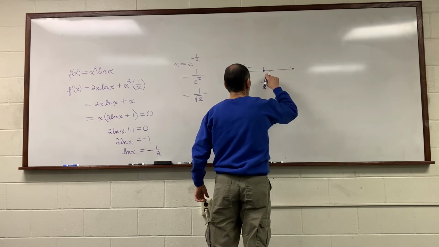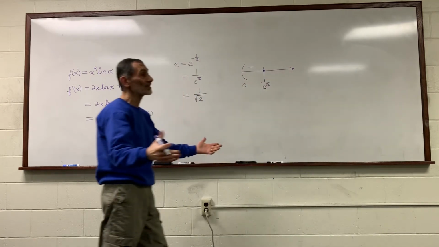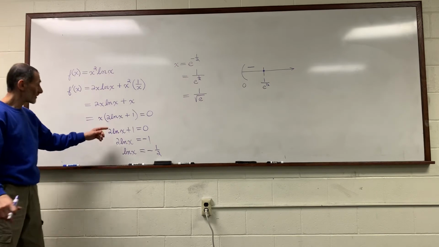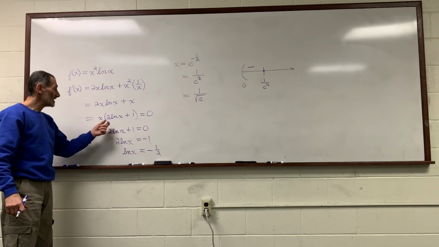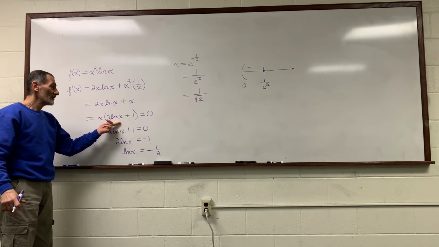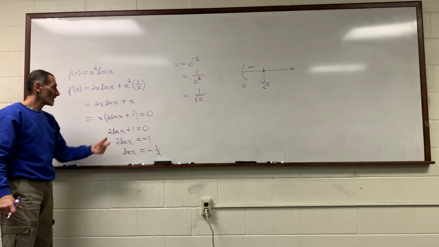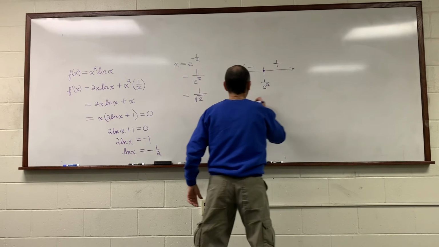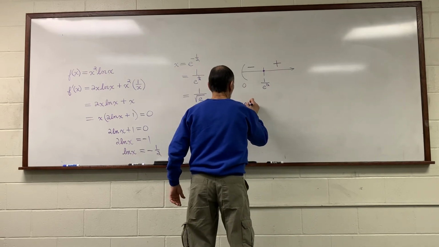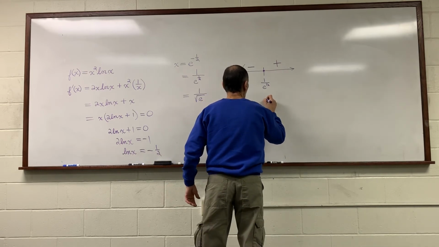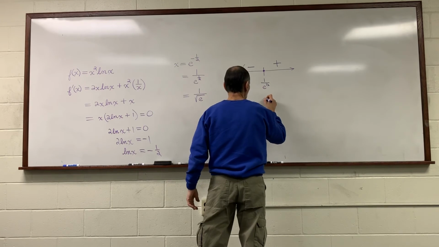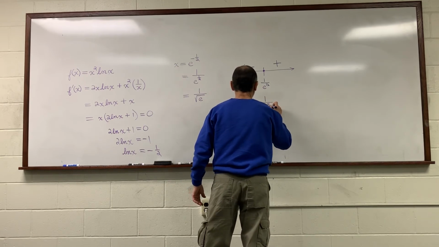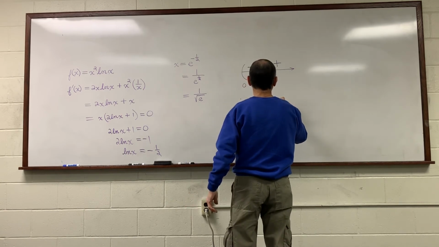Let's try a number bigger than 1 over e to the 1/2. The simplest one, e. All right? If x equals e, we have e times 2 times the log of e. The log of e is 1. 2 plus 1 is 3. 3e, definitely positive. So the function is increasing from, however you want to write it, I'll just write it the way I have it there, 1 over e to the 1/2 to infinity.